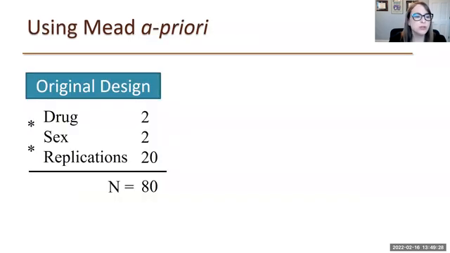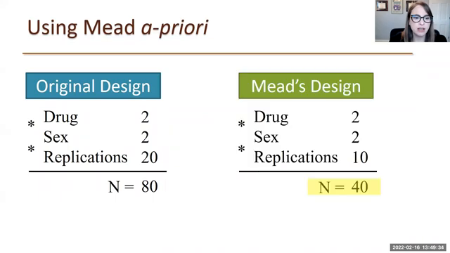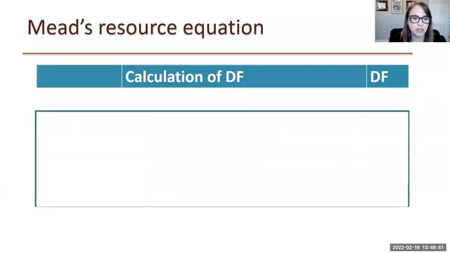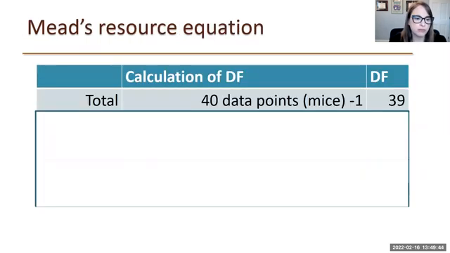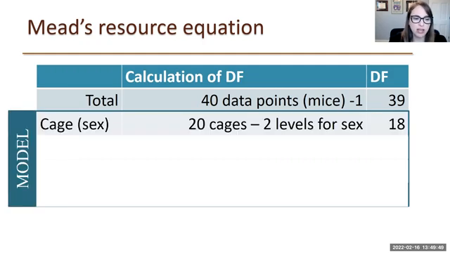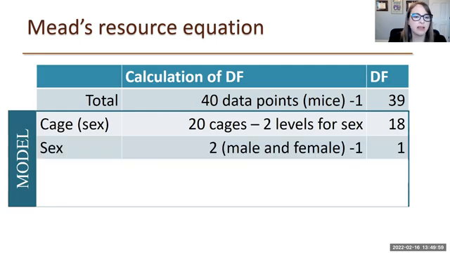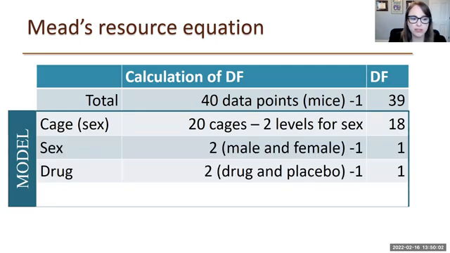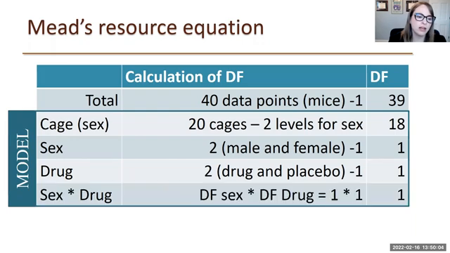So how could we have used Mead a priori? Here's our original design. Let's say that we reduce those replications to 10 instead of 20. So we would have a total of 40 animals, and the total number of data points would give 39 degrees of freedom. For our model, instead of 40 cages, we now have 20 because we've reduced that in half. So 20 cages minus 2 for sex, we now have 18. Same process for sex and drug as before.